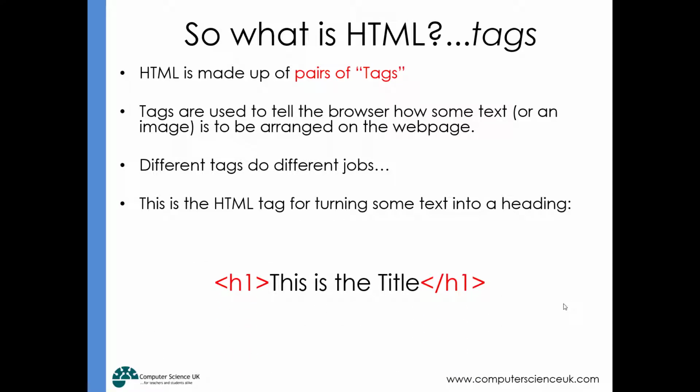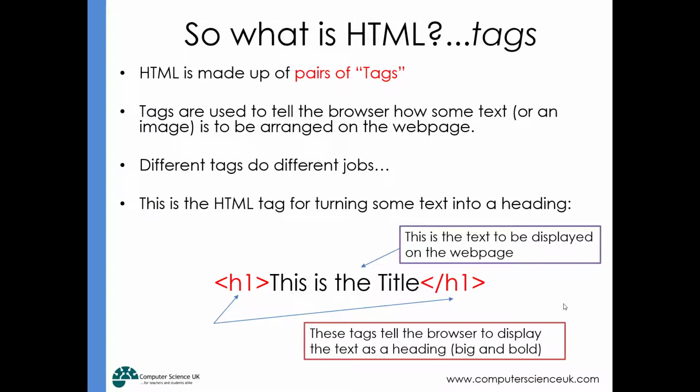So this, for example, this H1 tag that surrounds some text, this is the title, is used to turn that text into a heading. So without the tags, the browser would read "this is the title" as just normal text, and it wouldn't format it in any particular way. But putting H1 tags around it will turn this text big and bold so that it becomes a heading on the page. Now where you have pairs of tags, it's important that you remember that in the closing tag you have a /, so never forget that.